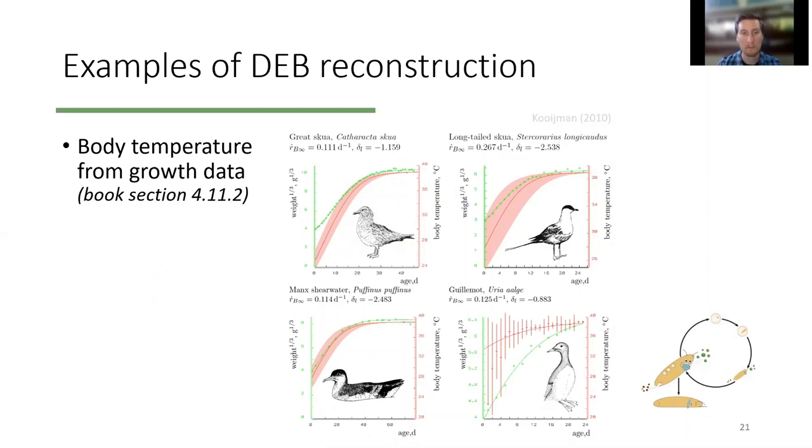And there are other types of reconstruction that can be carried out. For example, reconstructing the body temperature from growth data. This is here an example on bird species. And this is relevant for these birds because the body temperature can influence, especially at the beginning, the value of the parameters during a parameter estimation. So if you use these growth trajectories in a parameter estimation, it's good to know about the body temperature. However, it's not a quantity that is often measured, and this procedure can help you get that.